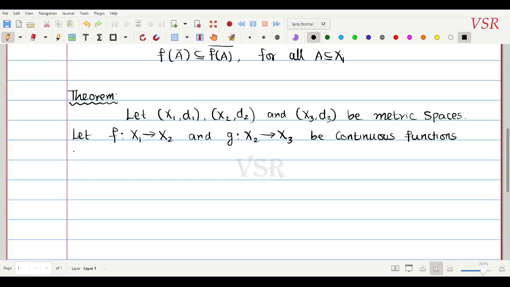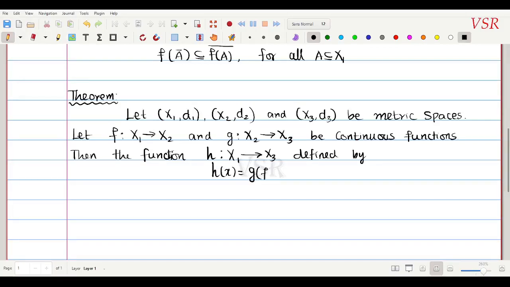Then the function h, இது எப்படி டிஃபைன் பண்றோம் அப்படின்னா, h is defined by, it is a function from X1 ல இருந்து X3 க்கு போகிற மாதிரியான function defined by h of x equal to g of f of x, for every x belongs to X1. Okay, this is called a composition function, composition map.